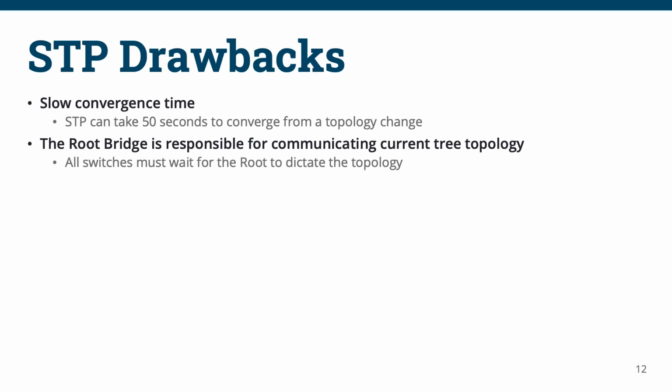Another drawback is that the protocol relies on the root bridge to dictate the topology and changes in topology by setting the TCN flag. As we'll see in another lesson, a later iteration of spanning tree protocol allows all participating bridges to participate in topology changes, allowing for much more rapid convergence.